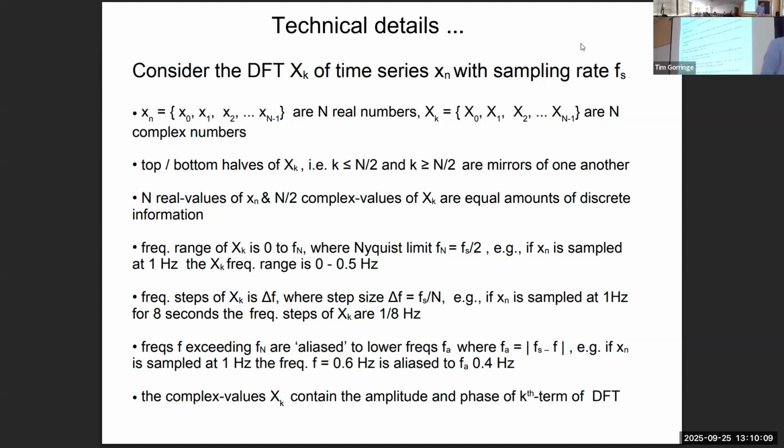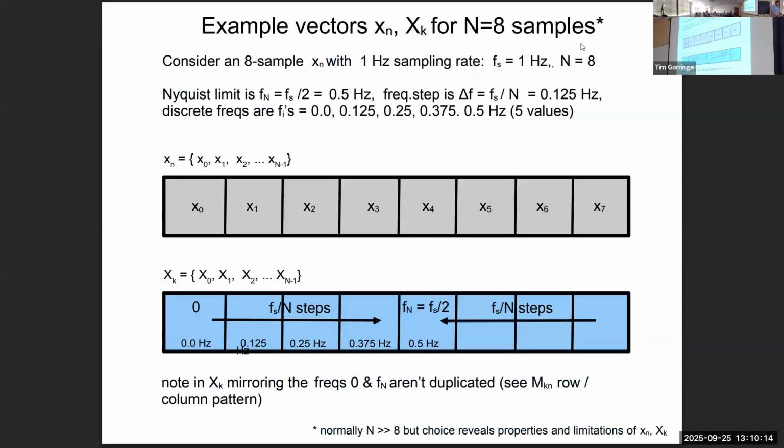Okay. I got a couple of slides here to reinforce some of the information I said there about the time domain, frequency domain vectors, and then a little bit about the matrix multiplication to accomplish the forward or the inverse transform.